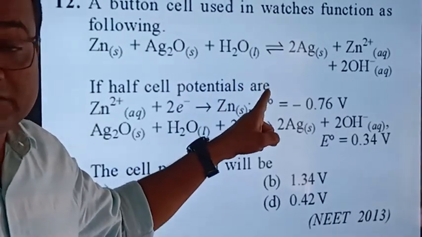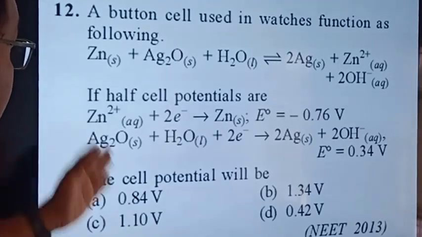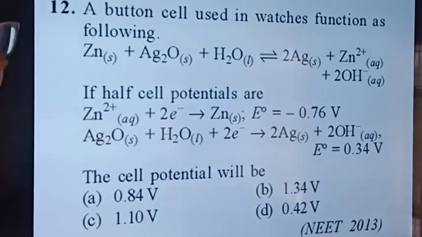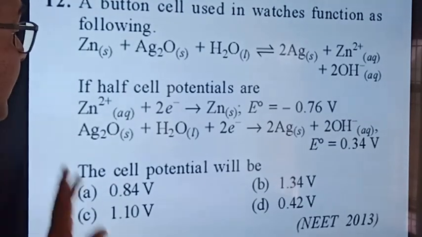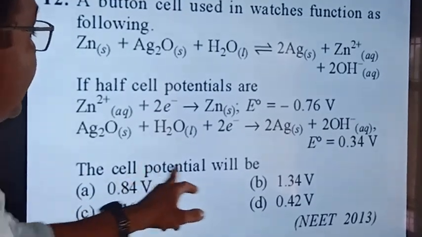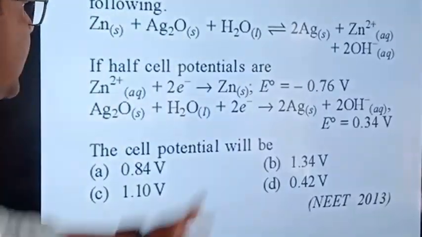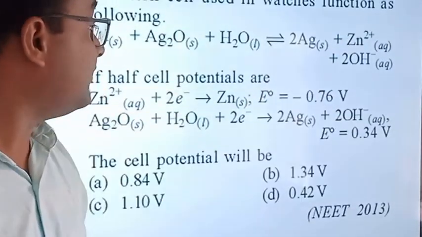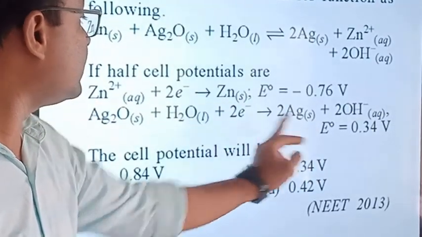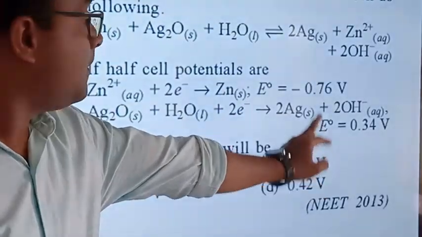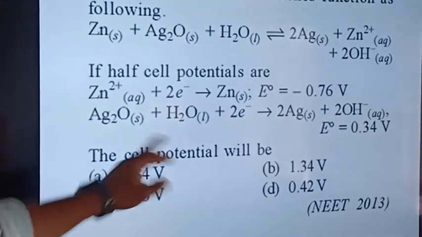These are the reactions taking place in the button cell, which we use in digital watches. Two half reactions are given, one may be the oxidation, one may be the reduction. Whatever it is, we have to calculate the overall cell potential. The electrode potentials of zinc and silver are given. Now we need to find out the cell potential.